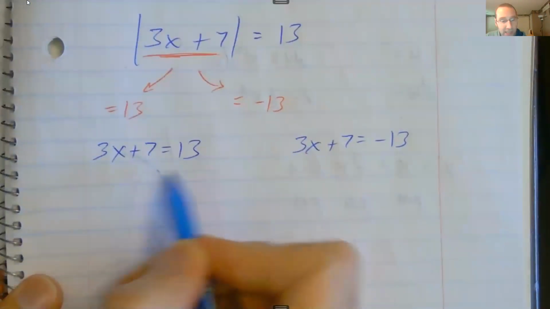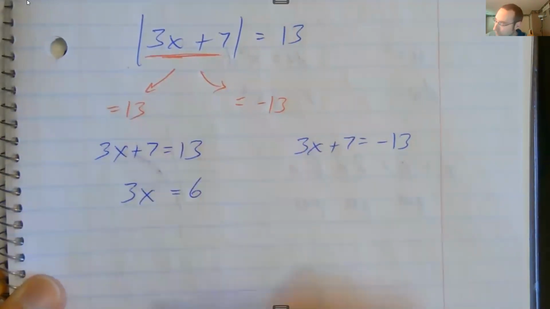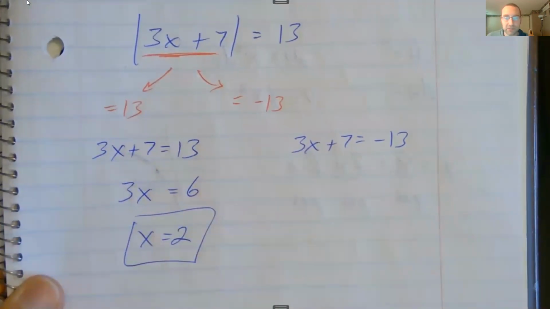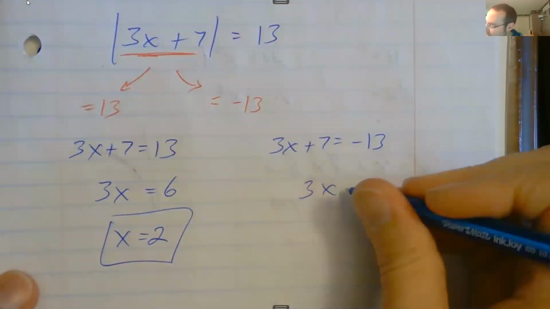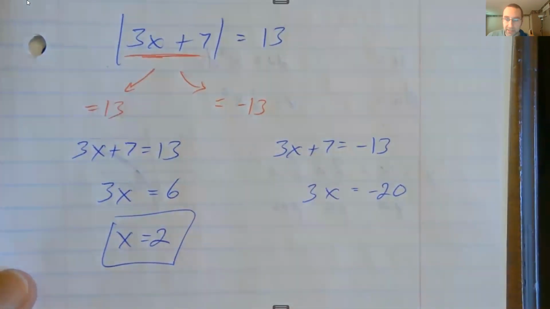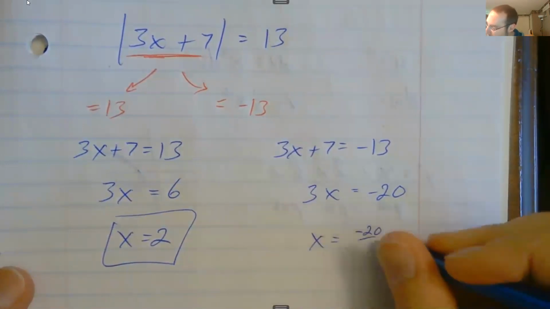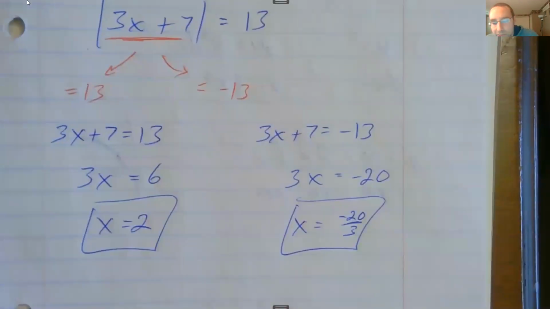I'm going to subtract 7 from both sides on this one. That gives me 3x equals 6. I will divide by 3, and x is equal to 2. That's one of my solutions. Same idea over here. I'm going to subtract 7, so negative 13 minus 7 is negative 20. Then we're going to divide by 3, and I get x is equal to negative 20 thirds. If you want to leave it as a fraction like that, you can. If you want to turn it into a decimal, that's going to be negative 6.66666 repeating. But there are my two solutions.